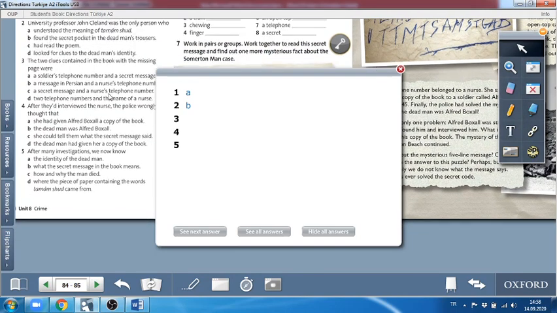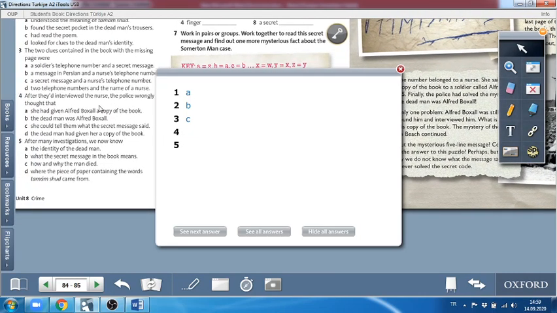And question number 3. The 2 clues contained in the book with this missing page were what? 2 things. A secret message and a nurse's telephone number. C is the correct answer. After they had interviewed the nurse, the police wrongly thought that... What did the police think? Wrongly think. The dead man was Alfred Boxall. Yes, wrongly, because Alfred Boxall was alive and he had that book. It was a mistake.